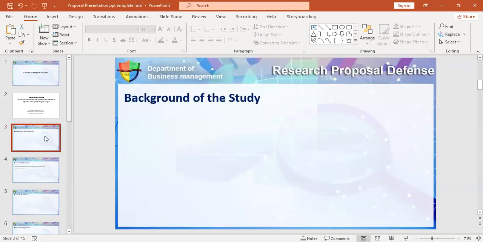Next slide should be the background of the study. There you must mention some description about the area or the field that you are going to do your research. Using one or two slides, you can give a brief introduction about your research area.